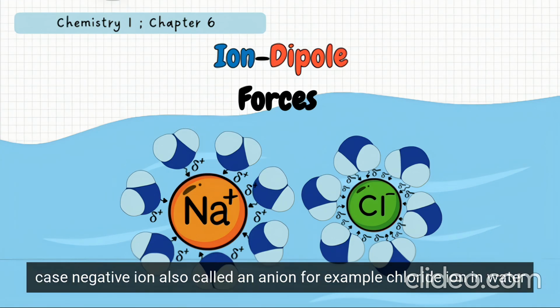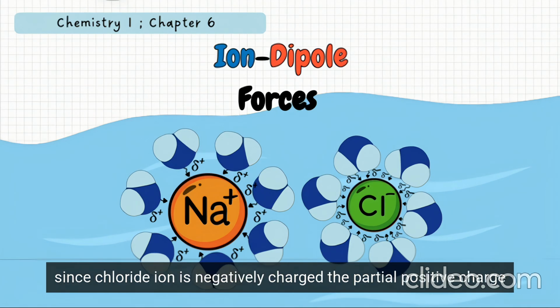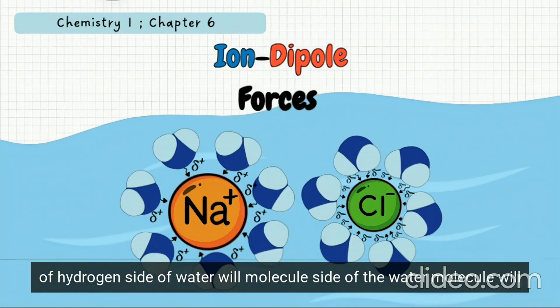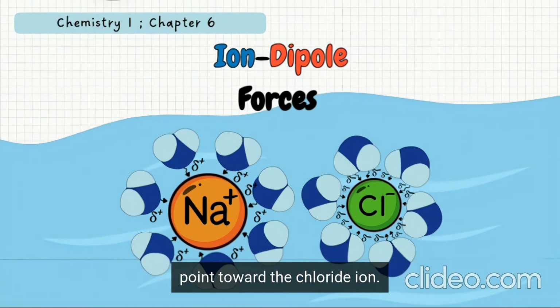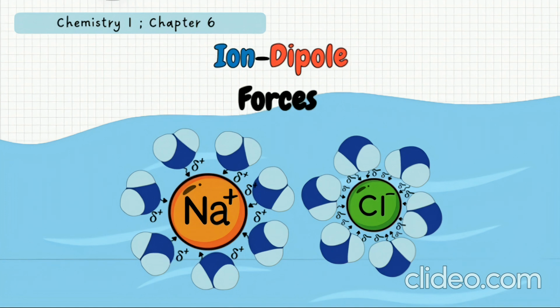Second case, negative ion, also called an anion. For example, chloride ion in water. Since chloride ion is negatively charged, the partial positive charge of the hydrogen side of the water molecule will point toward the chloride ion. Again, water molecules surround the ion and form a hydration shell.